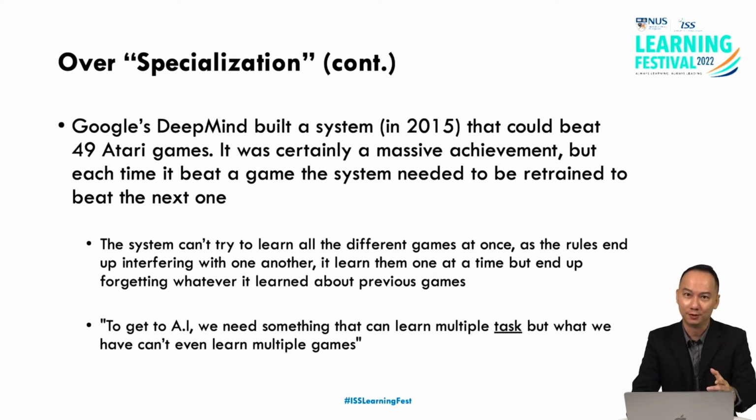Now, can the system try to play all games at the same time? No. So you have some intelligent ways to do it. You can train multiple instances of the same program, maybe 49 instances, but not one instance that can actually play all 49 games at the same time. Every time they learn, they have to unlearn all the previous rules.